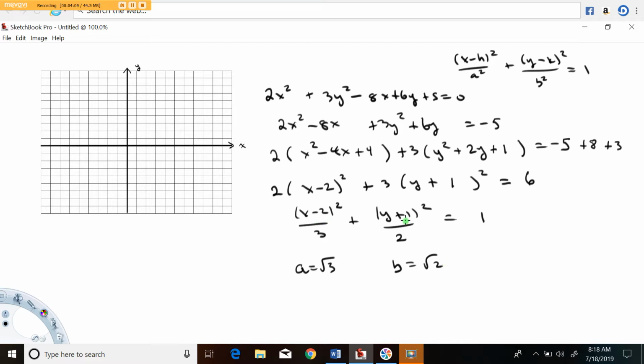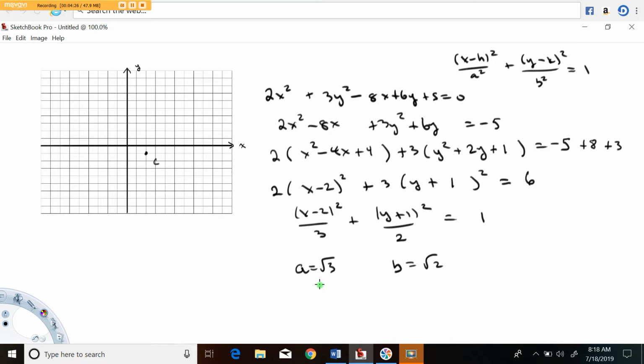h is 2, k is minus 1. So this thing's got a center at the point (2, -1). So 1, 2, minus 1. Now that's the center there. That's not actually part of the ellipse, but we're going to use this to start sketching things.